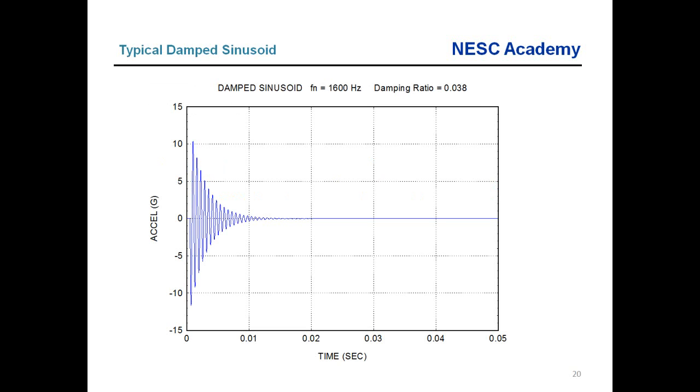So here's an example of a damped sine. This one has a natural frequency of 1600 hertz, and I'm calling it a natural frequency, but we could just abbreviate that as a frequency. It has a damping ratio equivalent to 3.8% damping. So you see acceleration in g versus time in seconds, and you can clearly see the damping effect, the exponential decay effect going on as well.